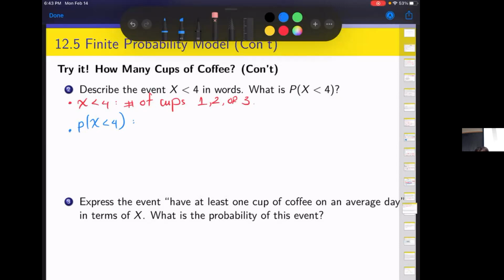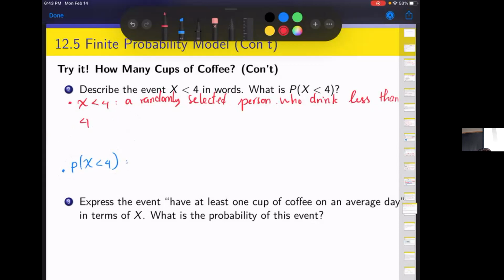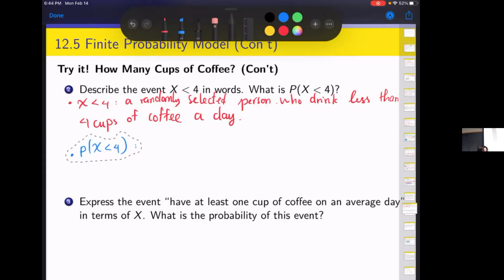You know, I want to say something more about this thing. A randomly selected person who drinks less than 4 cups of coffee a day on average. Yeah, that's good enough. All right, so a little bit better. The reason I add the randomly selected person is because X is a random variable.